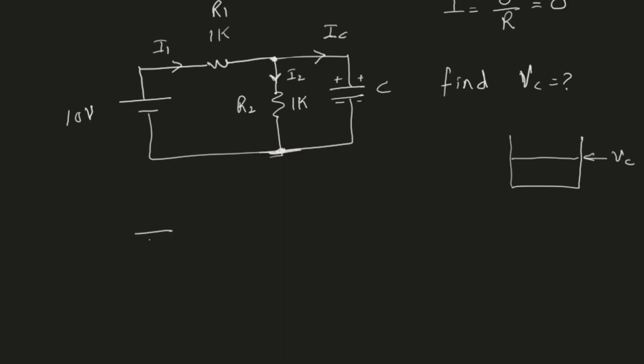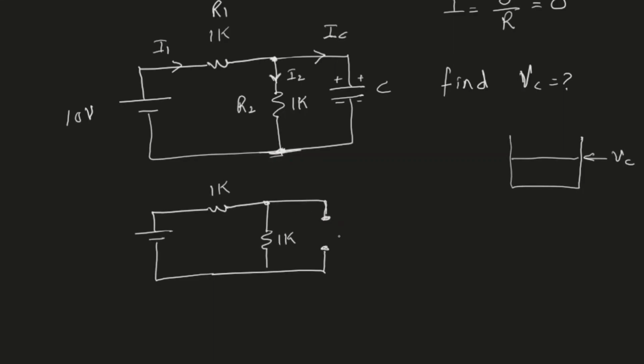If I want to draw the circuit now, where the capacitor is an open circuit, it will look something like this: I have an open circuit over here, and I have these two resistors of 1 kilo and 1 kilo. Now, this is an open branch, so the current here is equal to 0. When the capacitor is charged, it's in the steady state. The voltage across the capacitor is not changing. Therefore, the current must be 0.